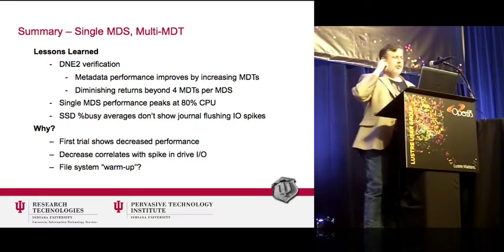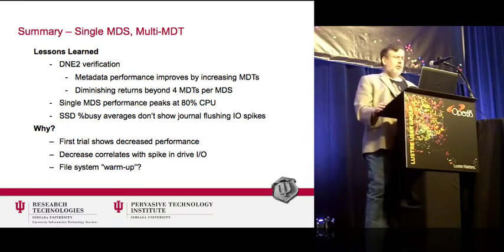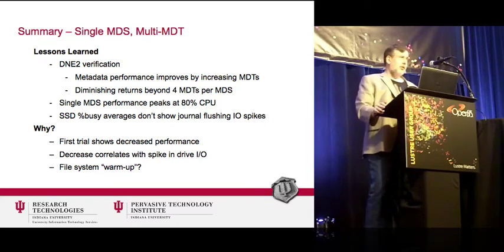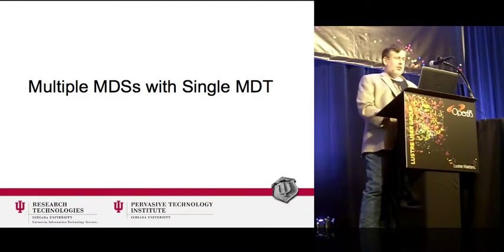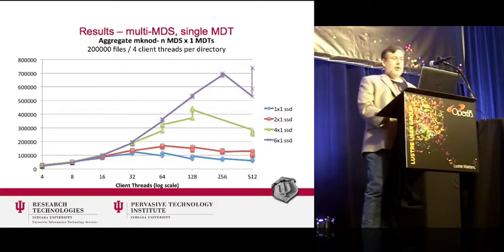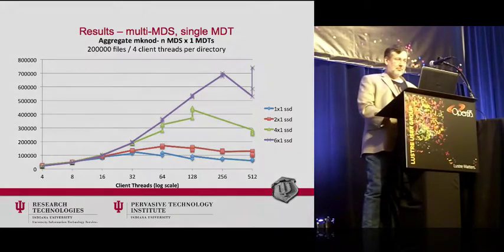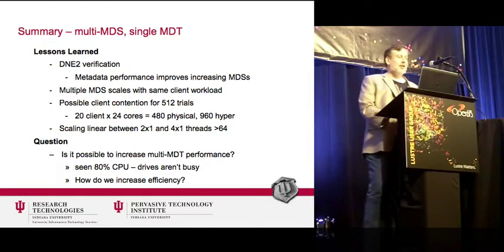The first trial shows this decreased performance. It correlates with the spike in drive I/O busy. So, as I said, maybe this is some sort of warm-up behavior. In testing multiple MDSs with a single MDT, the scaling is much, much better, as you might expect. Again, performance increases using increased MDSs. Well, we kind of figured. It scales with the same client workload.